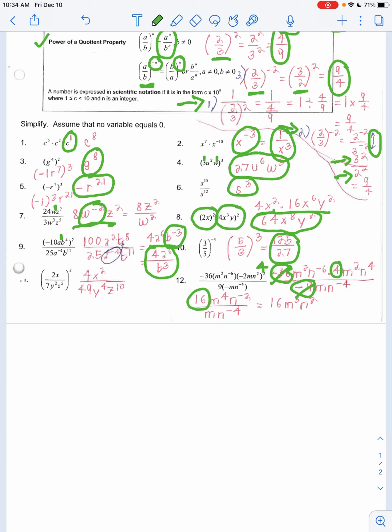Just remember, when you divide with exponents, you subtract. But when you subtract, you got to be careful. For the base m, 4 minus 1 is 3. But for the base n, we have negative 2 minus a negative 4. Negative 2 plus 4 becomes n squared. So you just want to make sure you're careful there.